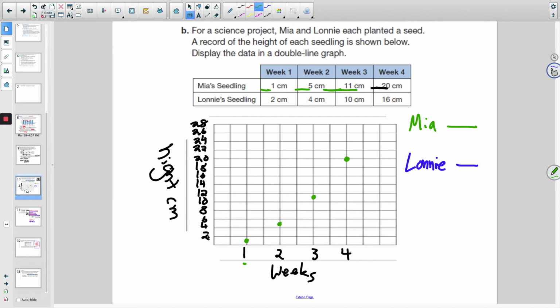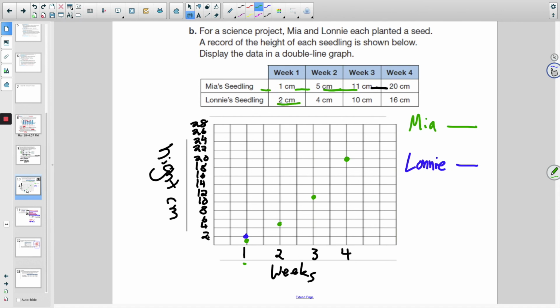Next, I do the same with Lonnie. Week 1, she was 2 centimeters. Week 2, she was 4, so I put a dot at 4 centimeters. Week 3, 10 centimeters. Week 4, 16 centimeters. And then at the end, you can draw lines to connect them. And there you have your double line graph.